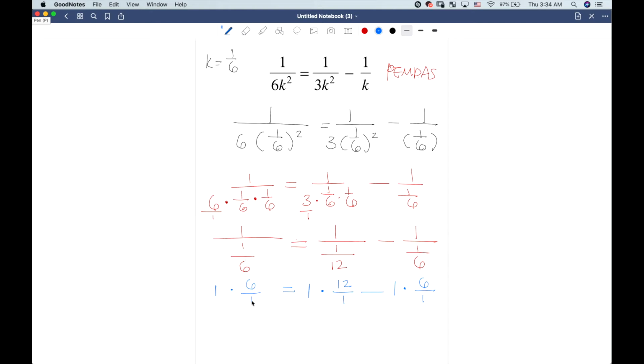6 divided by 1 is 6. 6 times 1 is 6. 12 divided by 1 is 12. 12 times 1 is 12. 6 divided by 1 is 6. 6 times 1 is 6.